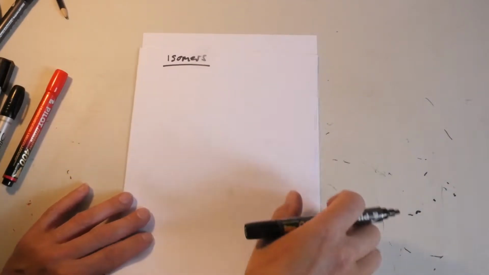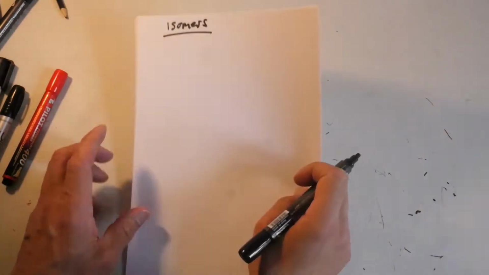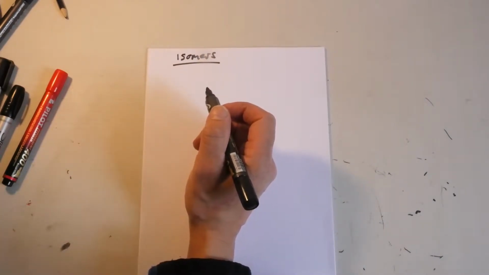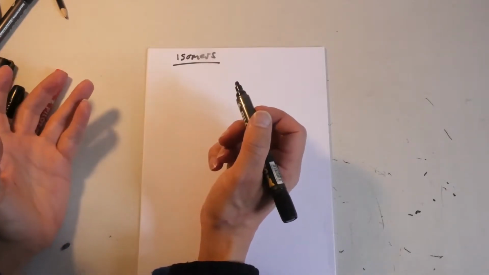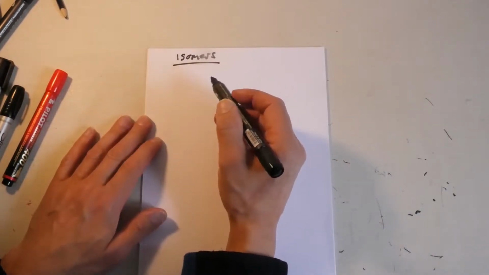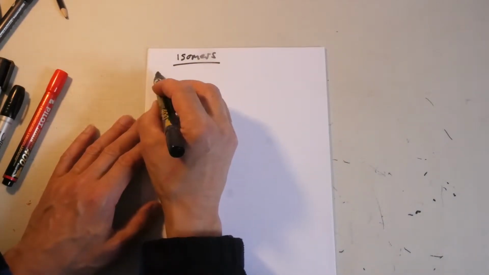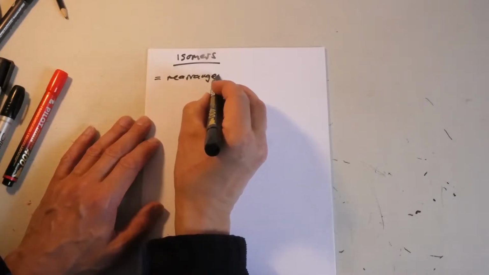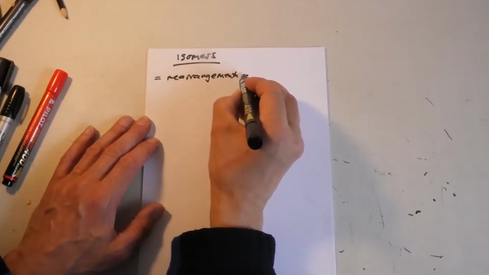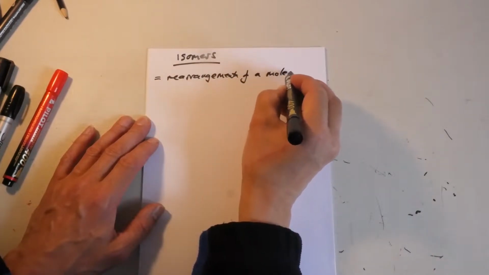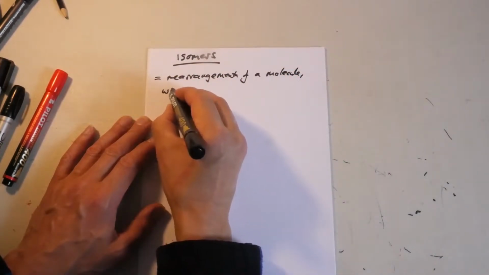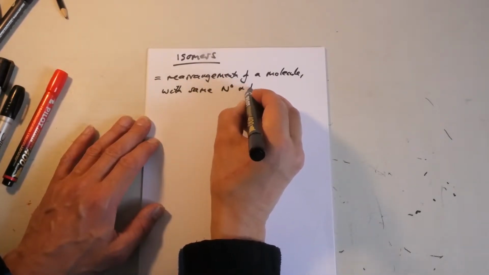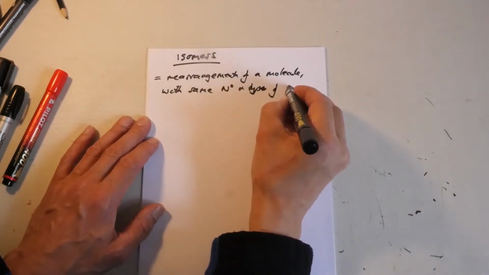Hello, so isomers, as I said in the previous video, are the different arrangements of a molecule which have the same number and types of atoms. Same number of atoms, same types of atoms. So they basically have the same number and types of atoms, okay?